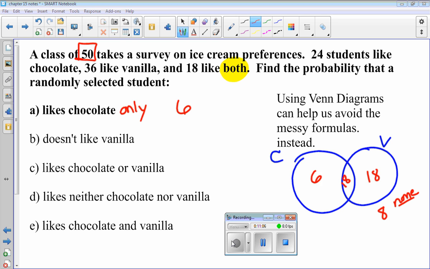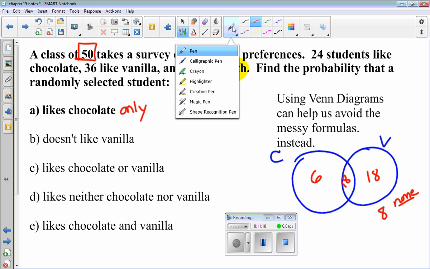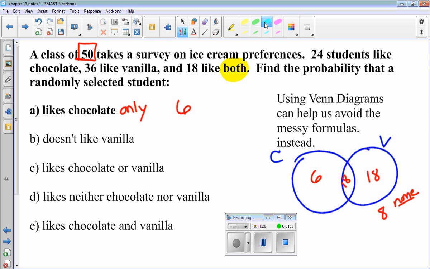44 is incorrect. Hang on. Doesn't like vanilla is going to be how many? 14. Now, I could just subtract the 36 from 50. Or I could also say doesn't like vanilla are these two parts of the Venn diagram, right? The 6 and the 8. Because they're outside of the vanilla circle. All right, 14.